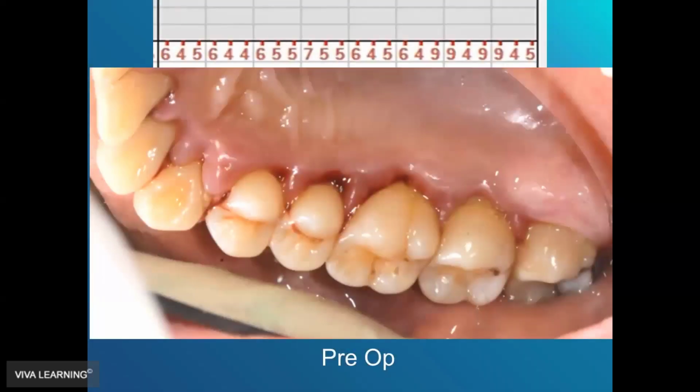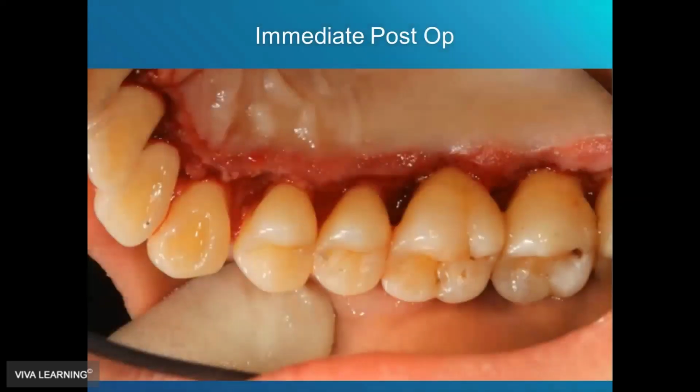Anyhow, this is what she looks like. Not happy, healthy gingiva by any stretch of the imagination. You can see we have pocketing upwards of 9 millimeters deep, all signs of inflammation everywhere. This is pre-op. This is immediately post-op.